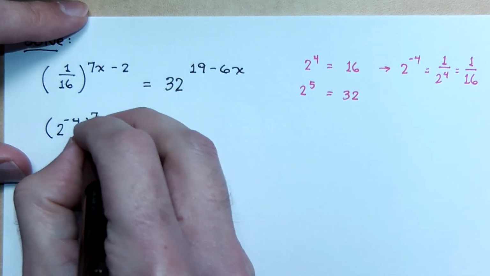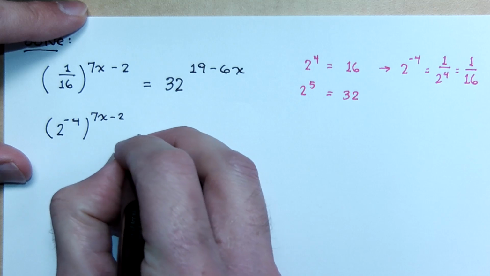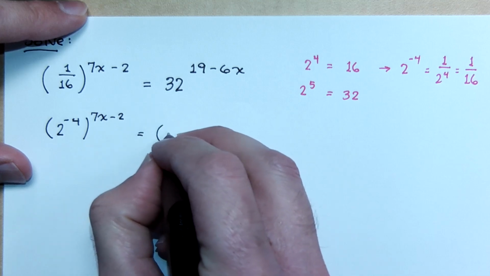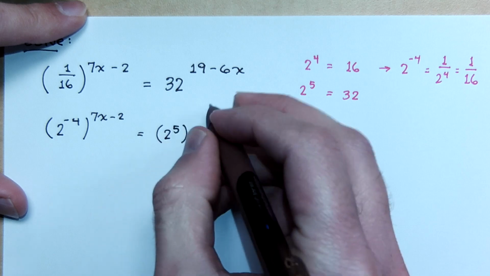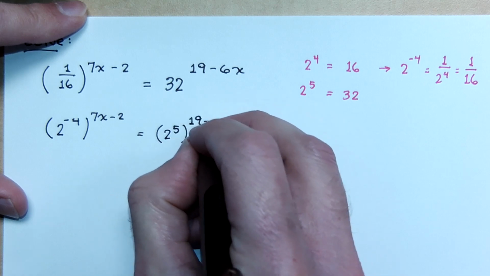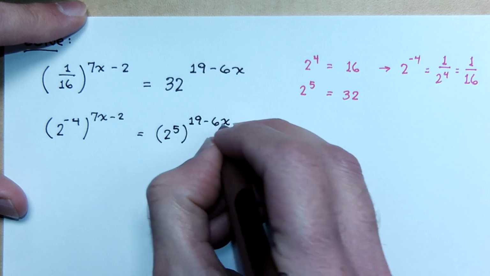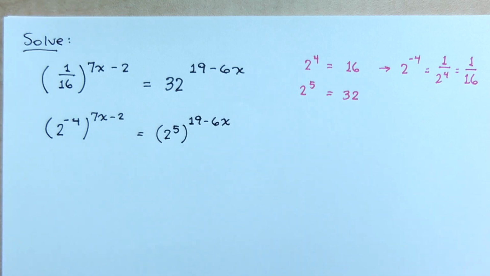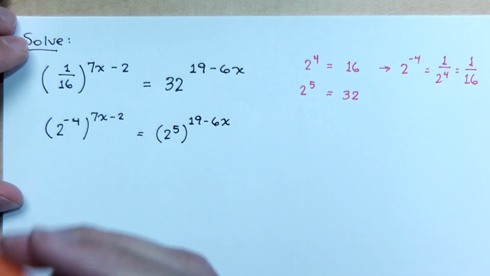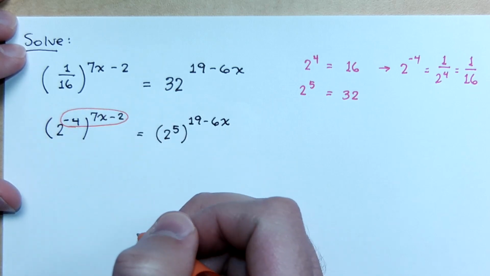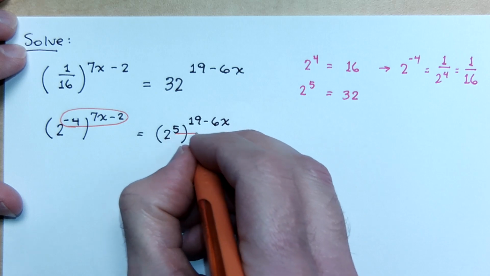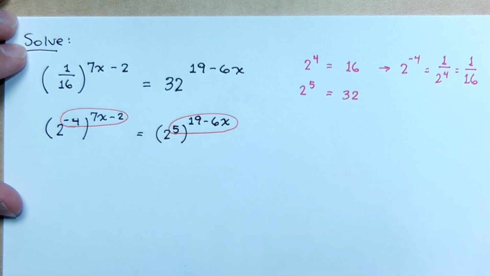And this is raised to the 7x minus 2 power. On the right side, 32, there's no fuss here. That's just 2 to the 5th power, and then you get raised to the 19 minus 6x power. And as we were doing these the other day, we know that when you have a power raised to a power, what are you going to do with these guys? You got to multiply them, right? You're going to do that on both sides.